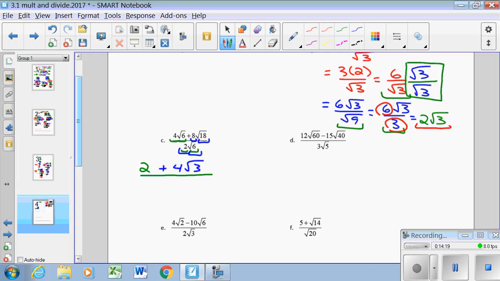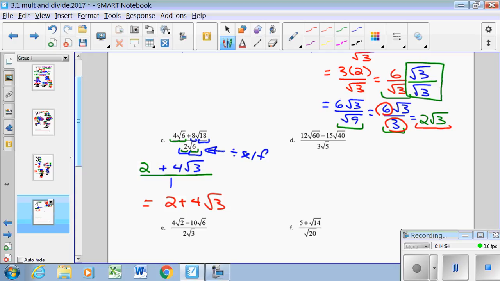So I have now taken and divided 4 root 6 by 2 root 6. I should have 2 root 1 here, but we don't write root 1. And I've taken 8 root 18 divided by 2 root 6, I got 4 root 3. In doing that, I've actually divided the bottom expression by itself. If you divide something by itself, you get 1. So this question for C then ends up being not even a fraction, because we don't usually write things over 1. It's just 2 plus 4 square root 3.